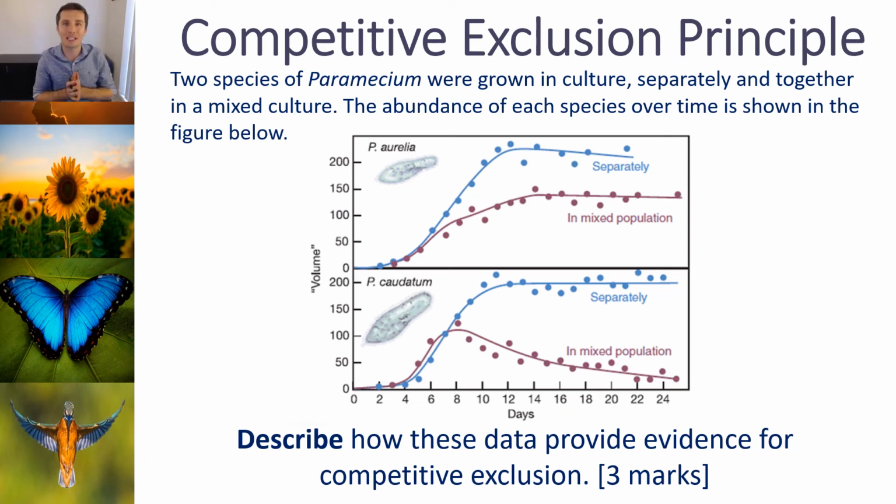Let's have a go at practicing using some data. Here is a question for you. Two species of Paramecium were grown in culture separately and together in mixed culture. The abundance of each species over time is shown in the figure below. Now, I reckon this would be a great idea for an external exam when we look at competitive exclusion using these Paramecium, quite a common thing that's explored. So describe how these data provide evidence for competitive exclusion. I'm going to give this 3 marks. Have a go at working through an answer for yourself. Pause it, and I'll go through an answer with you in a second.